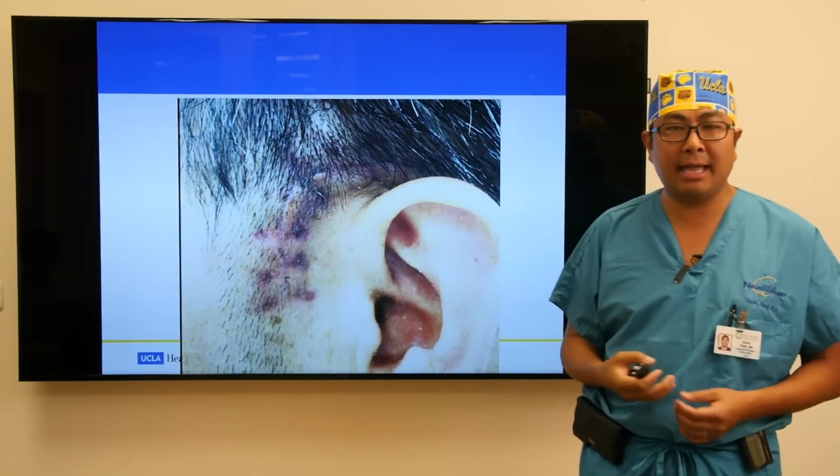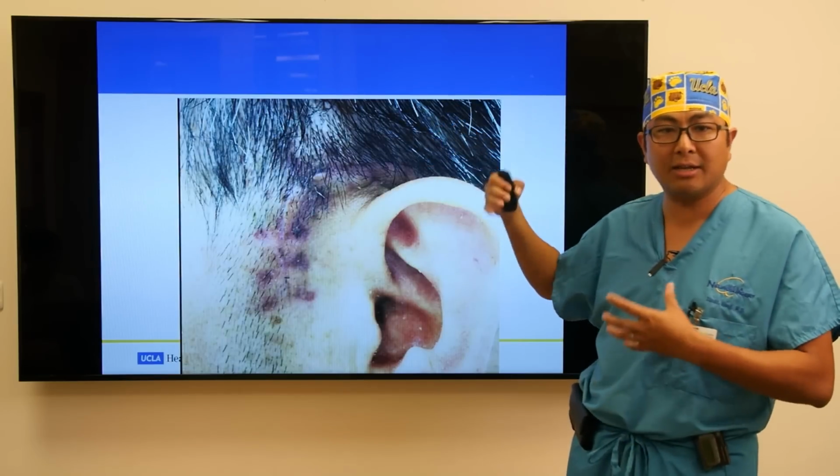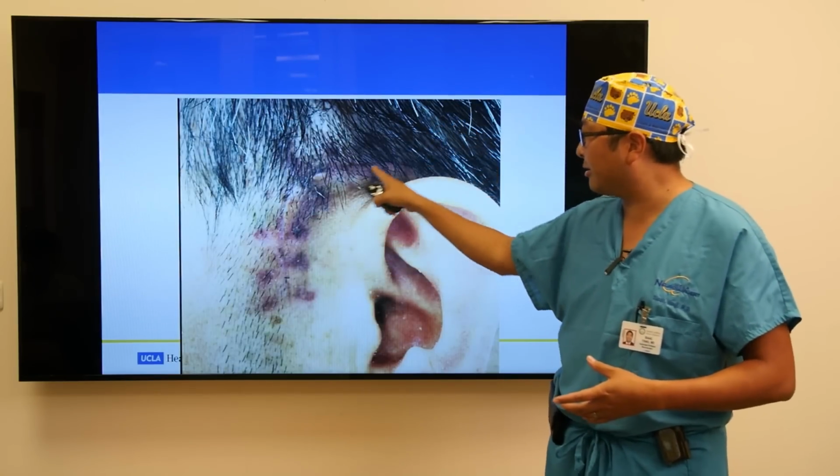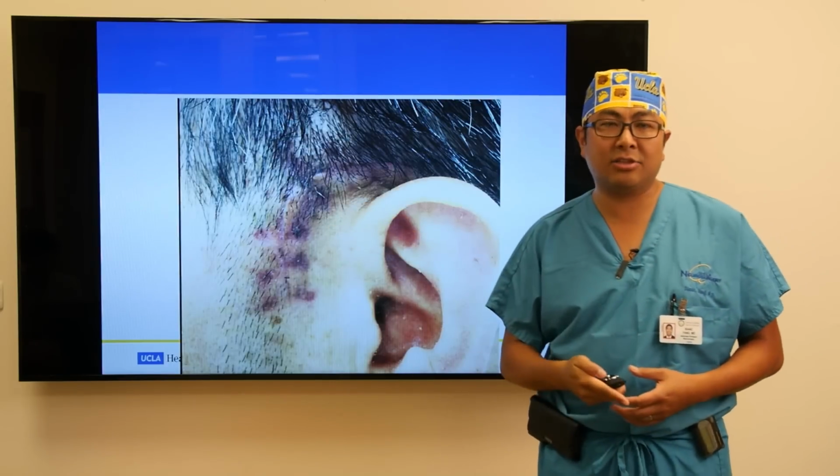This is in an Asian male. Again, he wears his hair shorter, and so it's not going to grow out as long. But you can see where the staples were, and this is the scar. Here's the ear. And the scar, again, is hard to see.